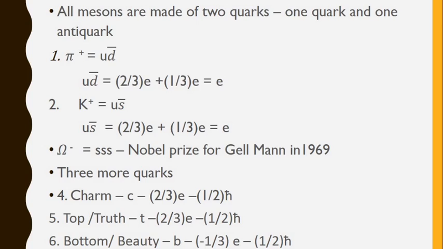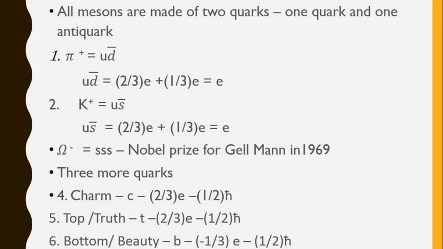Again you can check for the charge. U has charge 2/3e and D has charge -1/3e. So D bar will have charge +1/3e. So adding, you will get e, that is the charge of a positively charged pion. Pi plus has charge plus e. Next example is K plus.